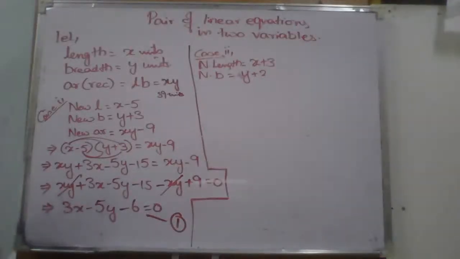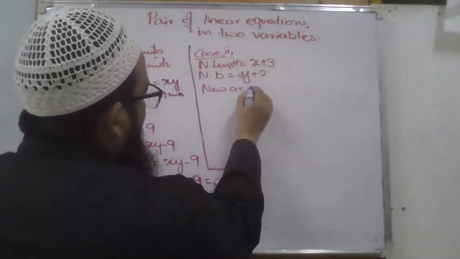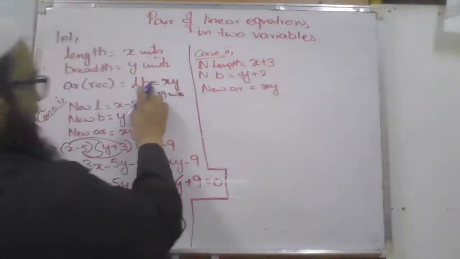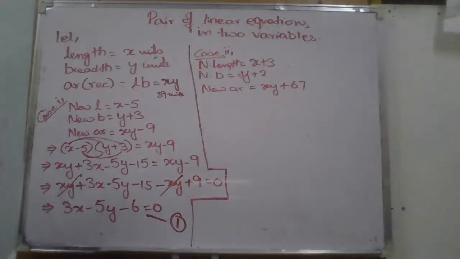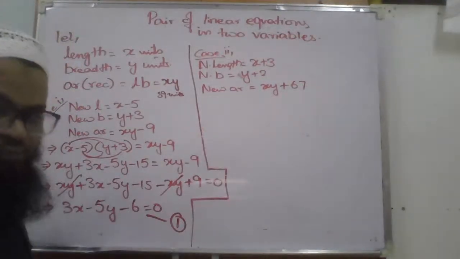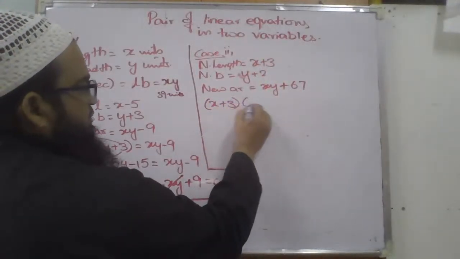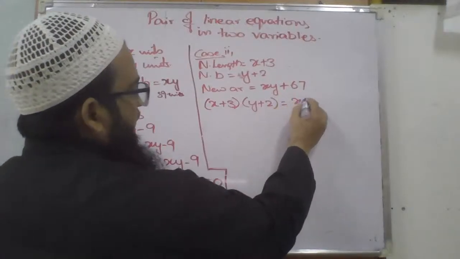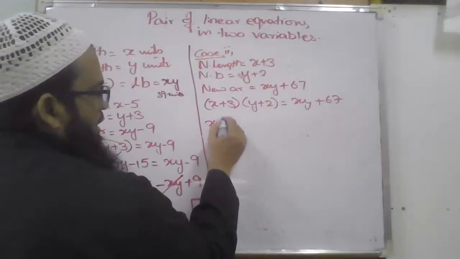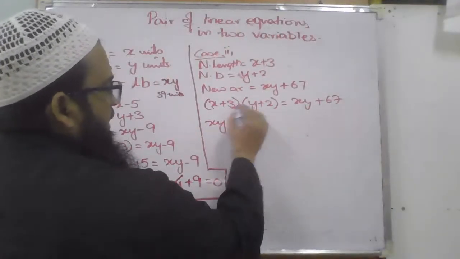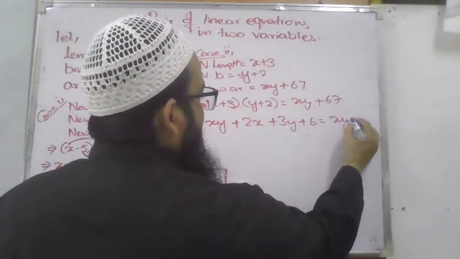And what is the new area? The old area was xy, and it increased by 67 square units. So how will you get the new area? New area is equal to new length into new breadth. So (x plus 3) times (y plus 2) equals xy plus 67. Now multiply: x into y, xy, x into 2, 2x, 3 into y, 3y, plus 3 into 2, 6 is equal to xy plus 67.